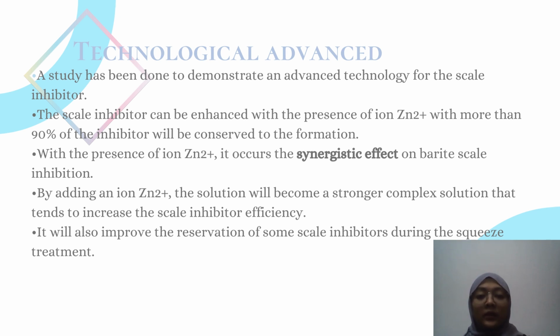A study has been done to demonstrate an advanced technology for the scale inhibitor. The scale inhibitor can be enhanced with the presence of zinc ion Zn2+, with more than 90% of the inhibitor being retained in the formation. With the presence of zinc ion Zn2+, a synergistic effect occurs on barite scale inhibition. By adding zinc ion Zn2+, the solution will become a stronger complex that tends to increase the scale inhibitor efficiency. It will also improve the retention of some scale inhibitors during the squeeze treatment.